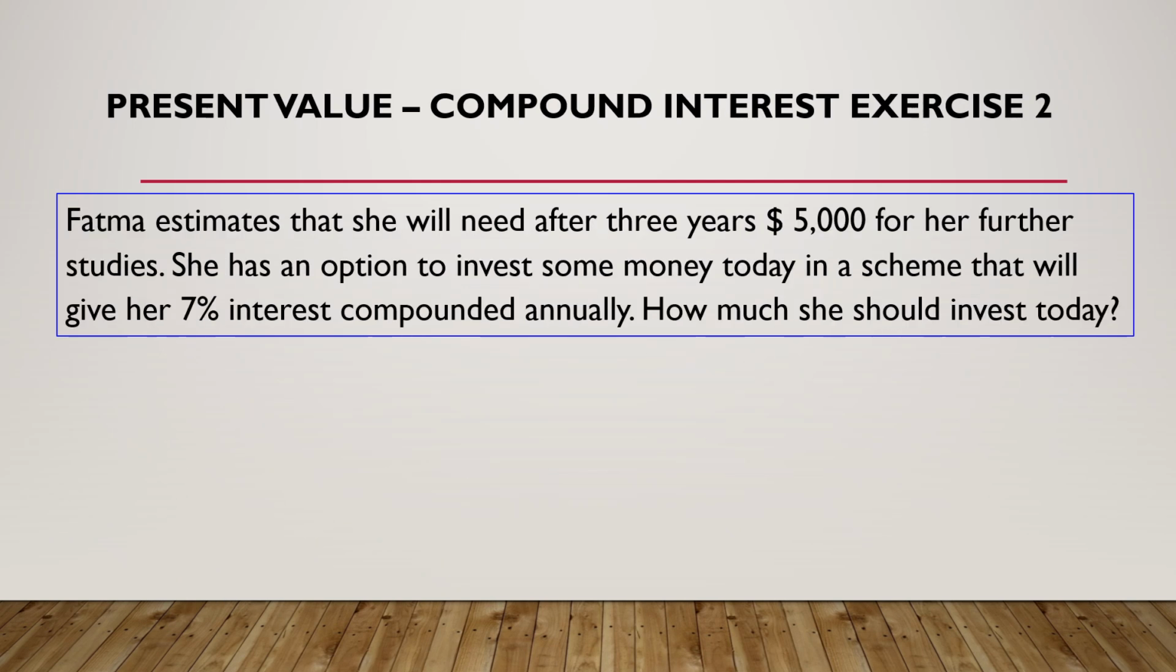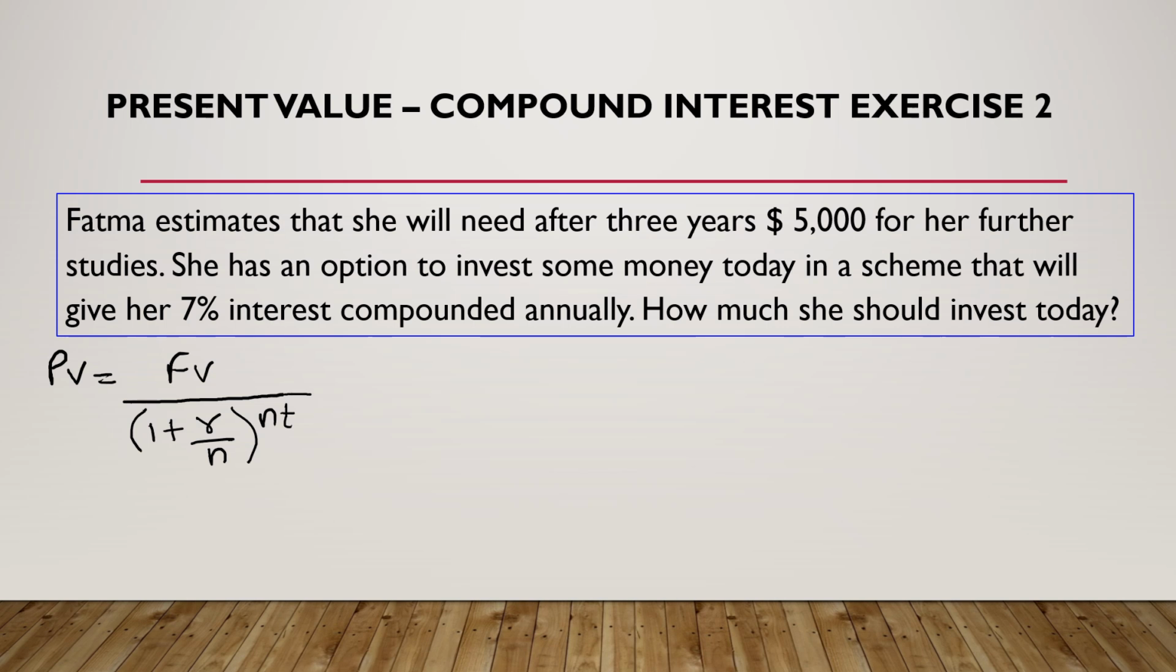Now we'll read. Fatima estimates that she will need after 3 years $5,000 for her further studies. She has an option to invest some money today in a scheme that will give her 7% interest compounded annually. So how much should she invest today? Now we understood we need to find out the present value because she wants $5,000 after 3 years. So what is the present value? Write the formula. Present value is equal to future value divided by 1 plus r divided by n, power of nt.